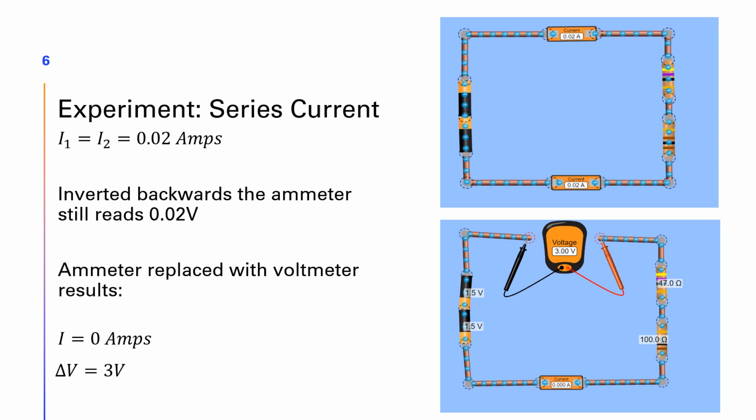In the first part of the lab, we were instructed to make a series circuit with two 1.5 volt batteries, 2 ammeters, and 2 resistors, one at 100 ohms and the other at 47 ohms. In this, we got that the series current is equal to 0.02 amps. If we invert the ammeter backwards, it still reads 0.02 amps. And if we replace the ammeter with a voltmeter, we get that the current is 0 amps and the voltage is 3 volts.